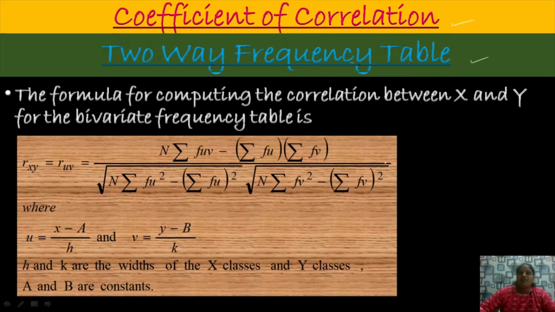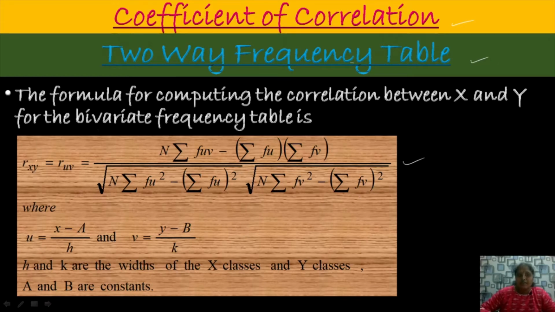The formula we use to calculate the correlation coefficient is r equals N sigma fuv minus sigma fu product sigma fv, over the square root of N sigma fu square minus sigma fu the whole square, times the square root of N sigma fv square minus sigma fv the whole square.